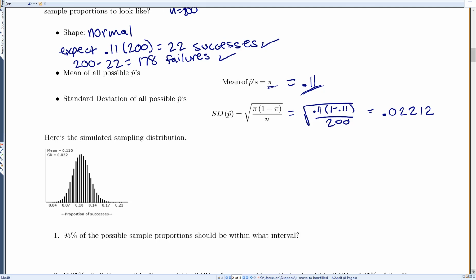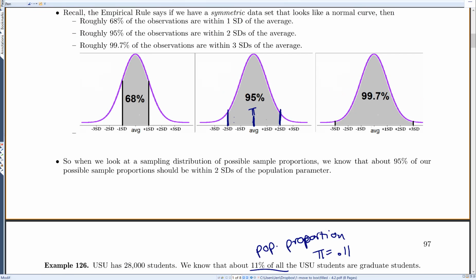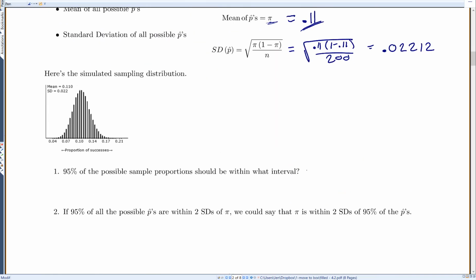Now, number 1 here says 95% of our possible sample proportions should be within what interval? So remember we said up above when we looked at the empirical rule, and this is why we looked at the empirical rule, we said 95% of the possible sample proportions should be within pi plus or minus 2 standard deviations. So it should be within pi plus or minus 2 standard deviations. And so we'd have 0.11 plus or minus 2 times the standard deviation, which was 0.022.